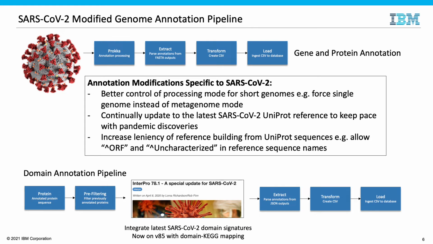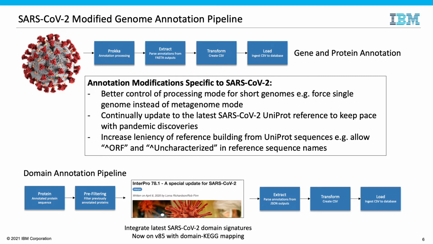And then, of course, too, bringing in the latest SARS-CoV-2 UniProt reference data to keep pace with the pandemic discoveries. And because of that, when we are constructing our references, we intentionally increased the leniency of the reference data that's built, in part because of the nascent state of reference data for SARS-CoV-2, and this work really started about a year ago, well, over a year ago now.